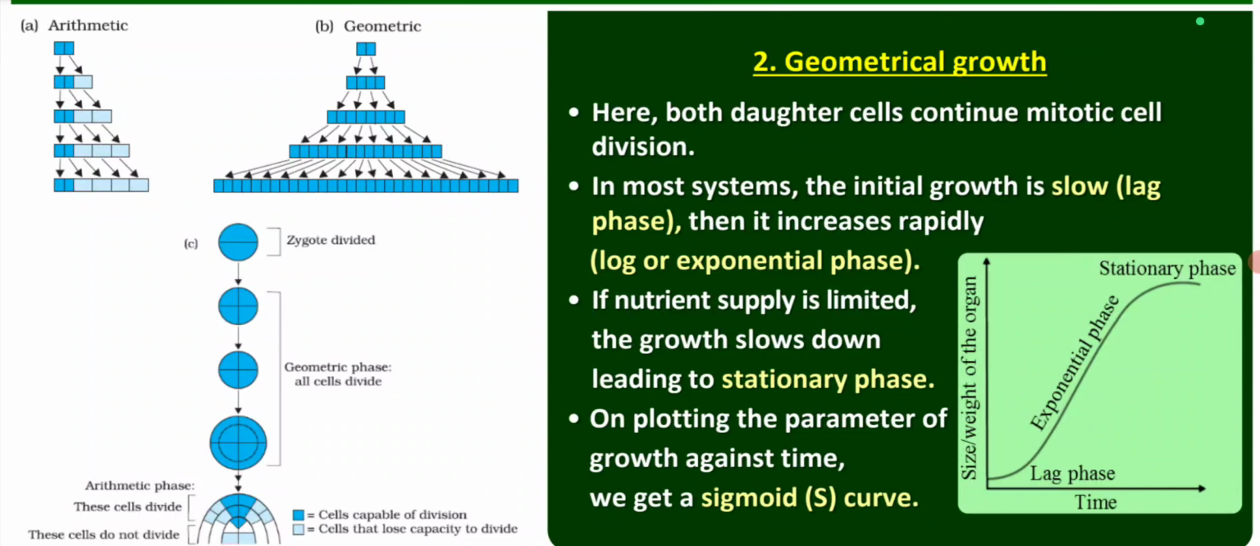As you can see, lag phase is the initial phase, which is also called slow phase. Then coming to the rapid growth phase, that is called log phase or exponential phase. And if the nutrient supply is limited, then the growth slows down and that leads to stationary phase. So by plotting this parameter of growth against time, we get a sigmoid curve. So geometrical growth gives a sigmoid curve.